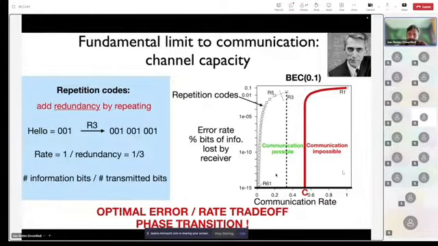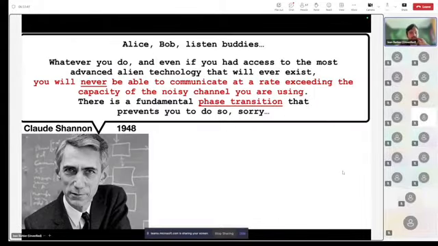Perfect. And what happens in between is the phase transition. So Shannon told us that whatever you do, even if you had access to the most advanced technology that will ever exist, you will never be able to communicate at a rate exceeding the capacity of the noisy channel. There is a fundamental phase transition that prevents you from doing so. Okay?